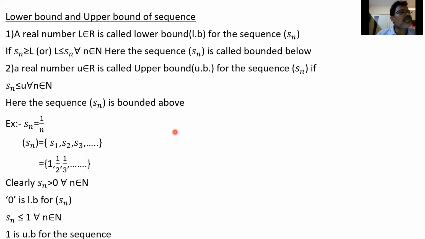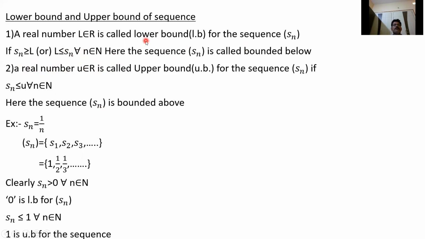A sequence for the lower bound, and a sequence for the upper bound. So here a real number L belongs to R is called a lower bound for the sequence Sn if Sn is greater than or equal to L. That means every term in the sequence is always greater than or equal to L, or you can write this as L less than or equal to Sn. This is the sequence Sn.